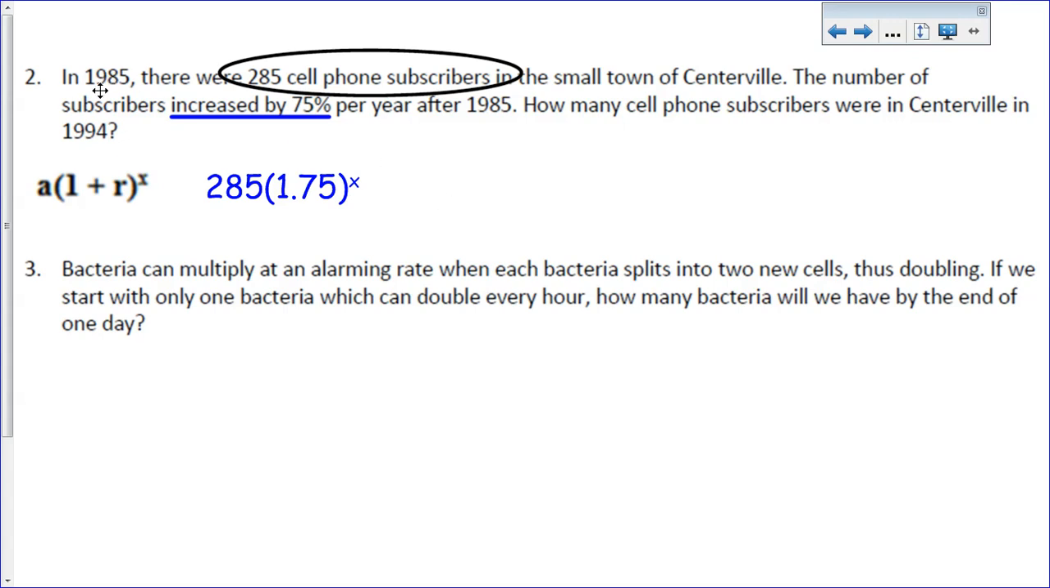And if we're going to answer the question, how many subscribers would they have in 1994? Well, that would be 9 years after. So we want to put in a 9 as our exponent, fill that in. That's how many subscribers. Just use a calculator.